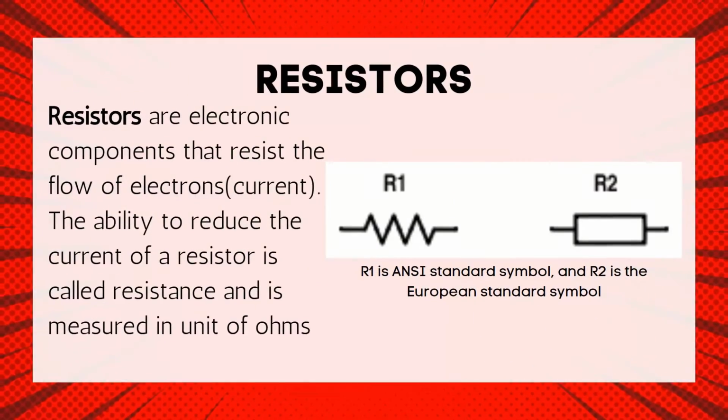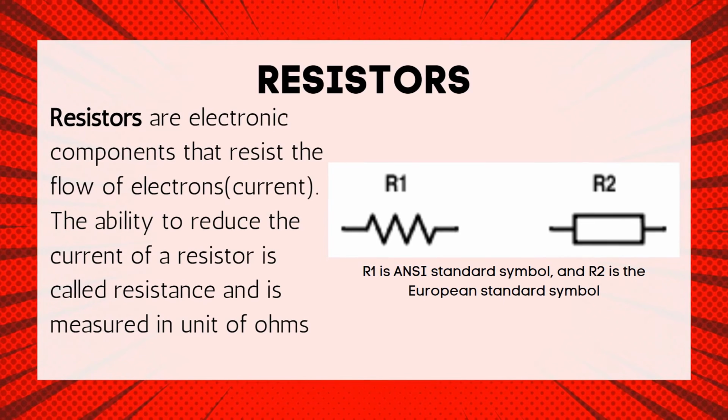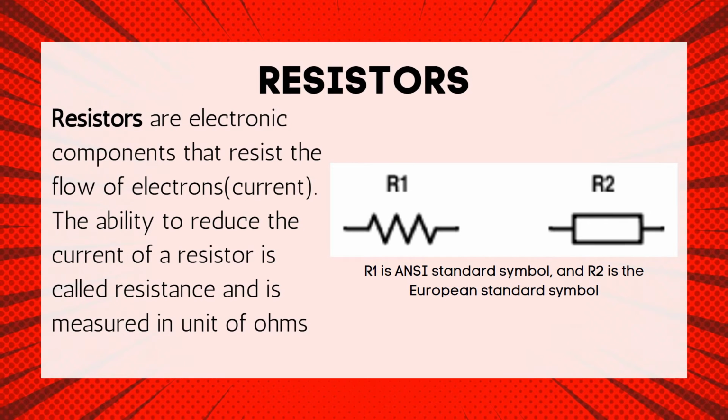Resistors. Resistors are electronic components that resist the flow of electrons, or current. The ability of a resistor to reduce the current is called resistance, and it's measured in units of ohms. Its symbol is the Greek capital omega. The lower the resistance of a material in ohms, the better it acts as a conductor. Conversely, the higher the resistance, the better it acts as an insulator.